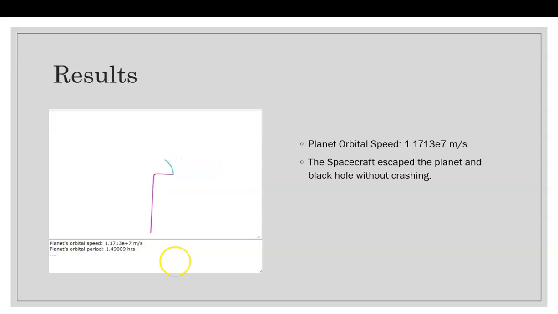The result is that the planet orbital speed is 1.17 times 10 to the 7th meters per second, and the spacecraft escaped without crashing. Yay!